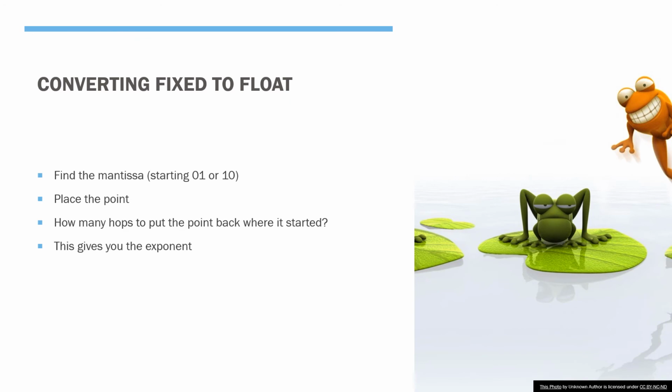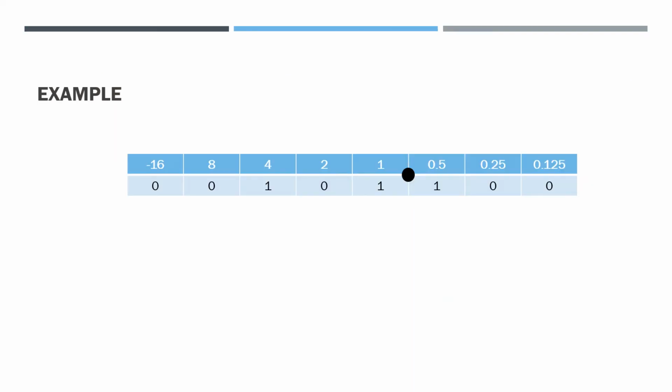And you should also be able to convert in this other direction. They give you a fixed point number and you have to turn it into a floating point number. And remember what we do. We find the mantissa, we place the point, and then count how many hops to go back where we started. And that gives you the exponent. So let's look at an example.